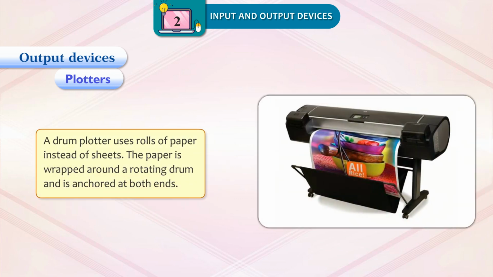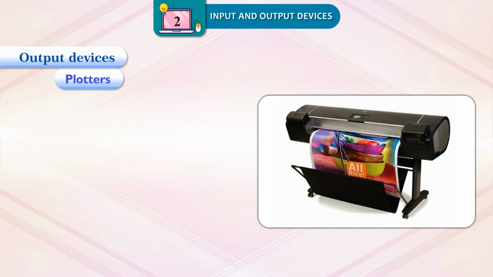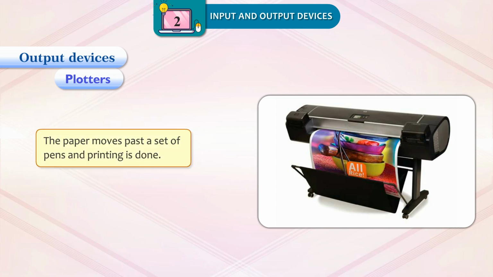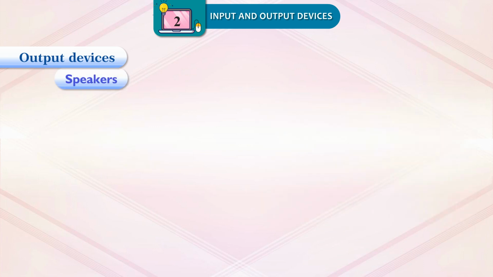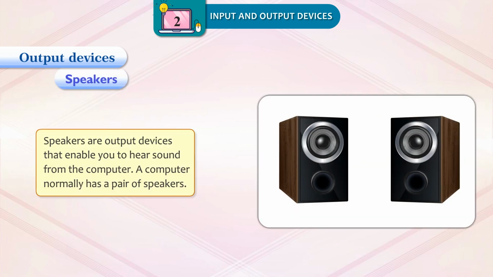A drum plotter uses rolls of paper instead of sheets. The paper is wrapped around a rotating drum and is anchored at both ends. The paper moves past a set of pens and printing is done. Speakers. Speakers are output devices that enable you to hear sound from the computer. A computer normally has a pair of speakers.